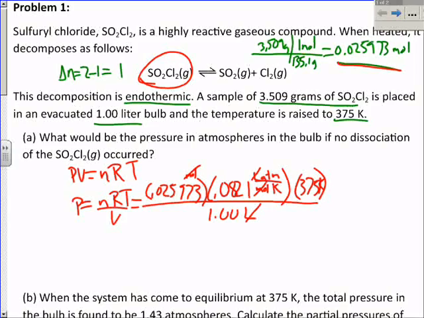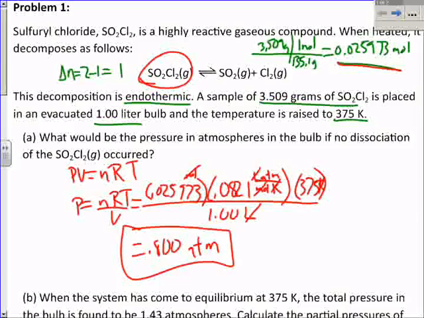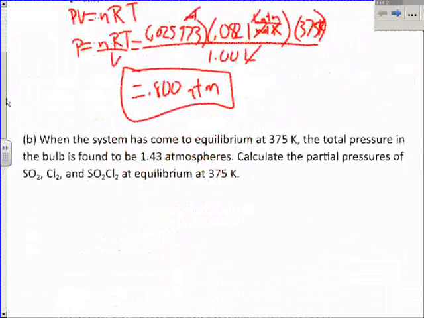So that simplifies things a little bit. Liters cancel, Kelvin cancels, moles cancel. We're going to be left with 0.800 atm to 3 sig figs. So that would be our answer to that first question. If it doesn't dissociate, all of it is going to contribute towards our pressure.